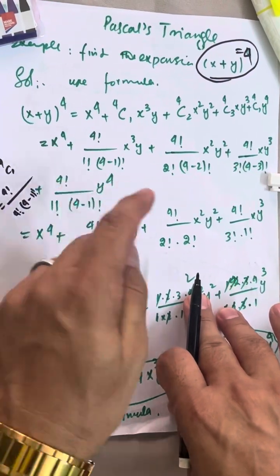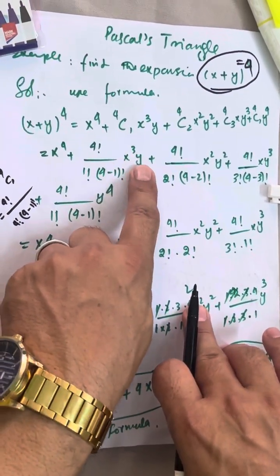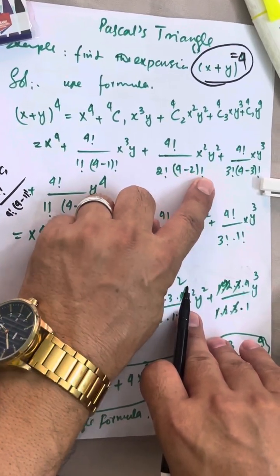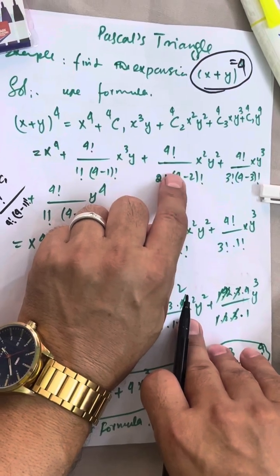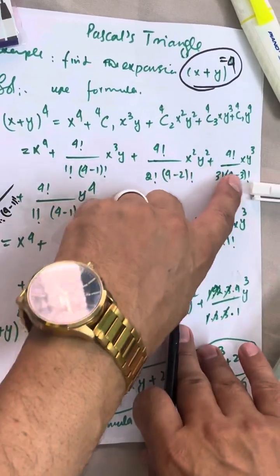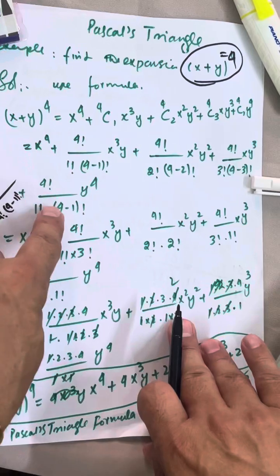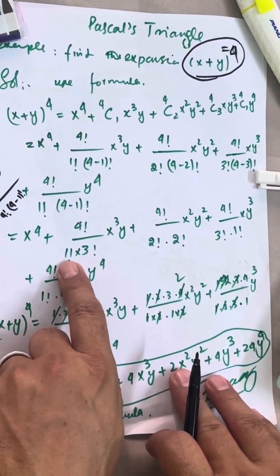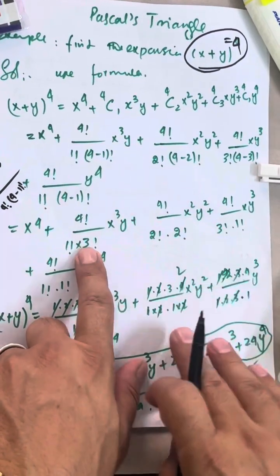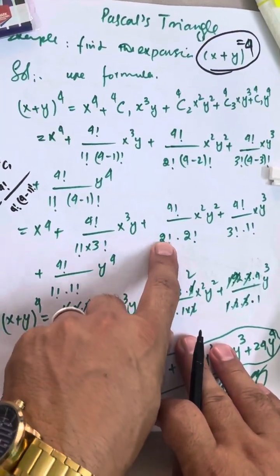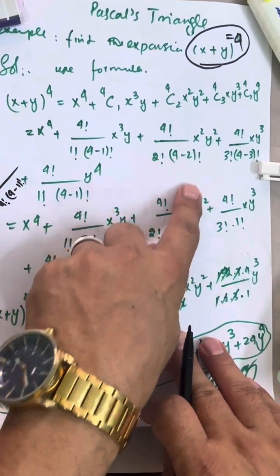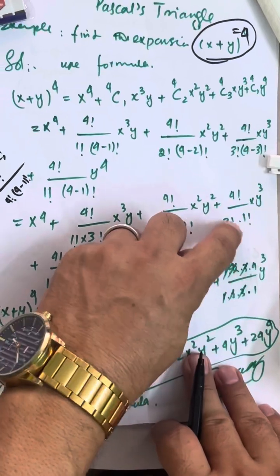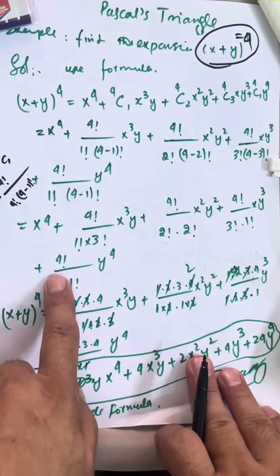In the last video I did x cube y. Similarly C(4,2) is 4 factorial over 2 factorial times (4 minus 2) factorial. This is the formula and equation for the expansion, x squared y squared, then for the third term and fourth term. So x^4; then 4 factorial over 1 factorial times (4 minus 1) which is 3 factorial, x cube y; and 4 factorial over 2 factorial times 2 factorial; then 4 minus 3 is 1 factorial and 3 factorial. So this is 4 factorial.